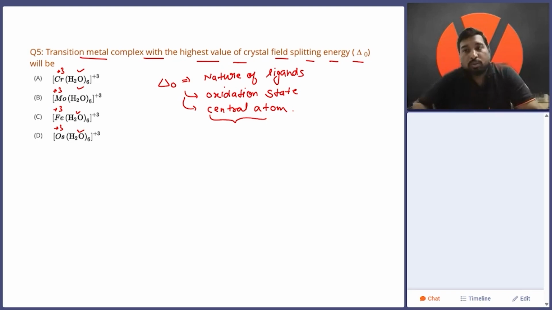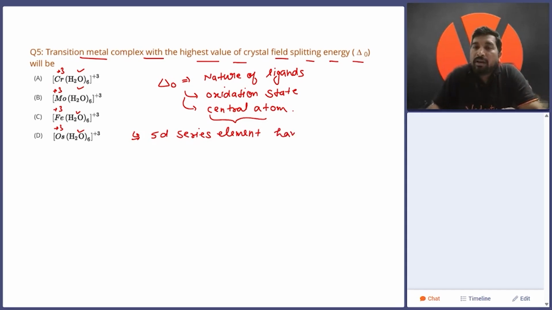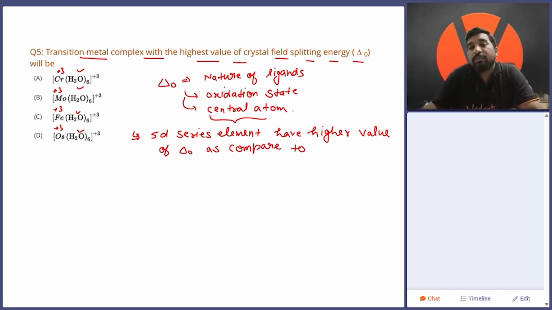Now, del O will totally depend on the central atom. If a central atom belongs to the 5D series, the del O value is higher as compared to 4D and 3D series elements. So 5D series elements have a higher value of del O as compared to 4D and 3D series elements.